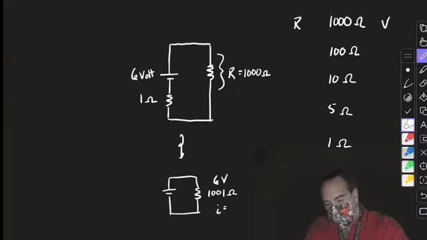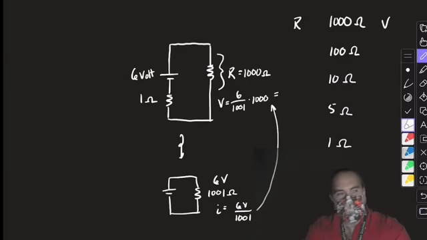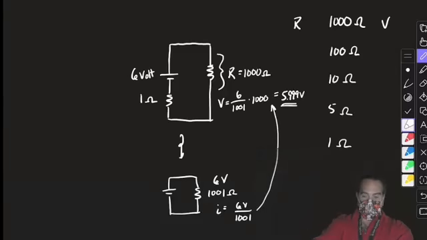This will tell me the current. Now, if I want to figure out what the voltage is across that resistor, the voltage is going to be the current, 6 over 1,001, times 1,000. And you'll notice I get a value slightly less than 6, right? 5.999 something. So what I'd like you to do is repeat that now for a 100 ohm resistor, a 10 ohm resistor, a 5 ohm resistor, and a 1 ohm resistor, and you will understand what I mean by saying the internal resistance is a limiting factor.